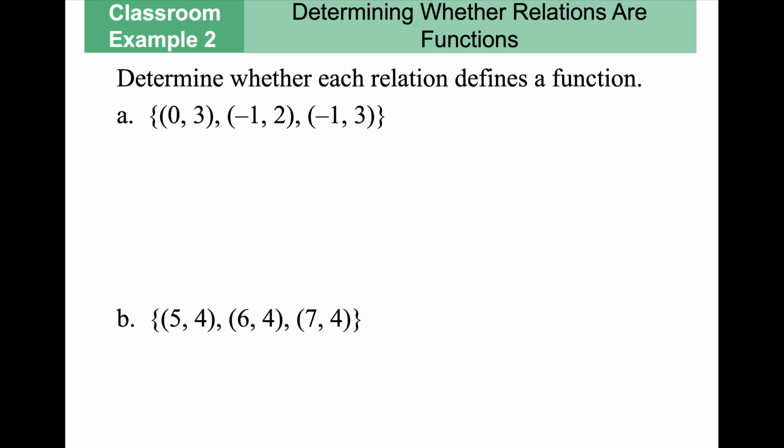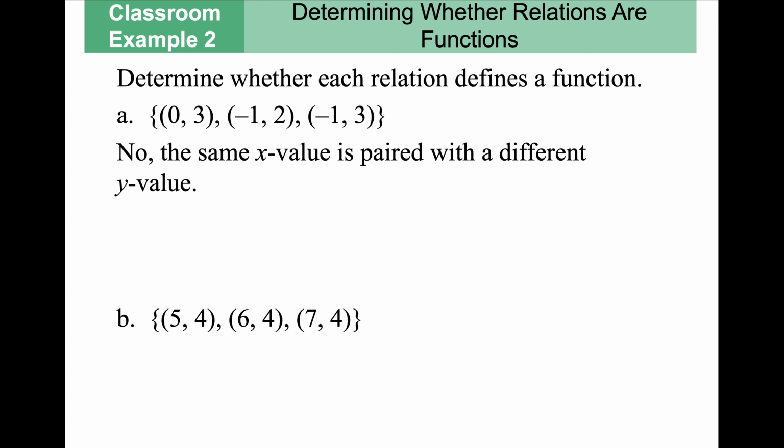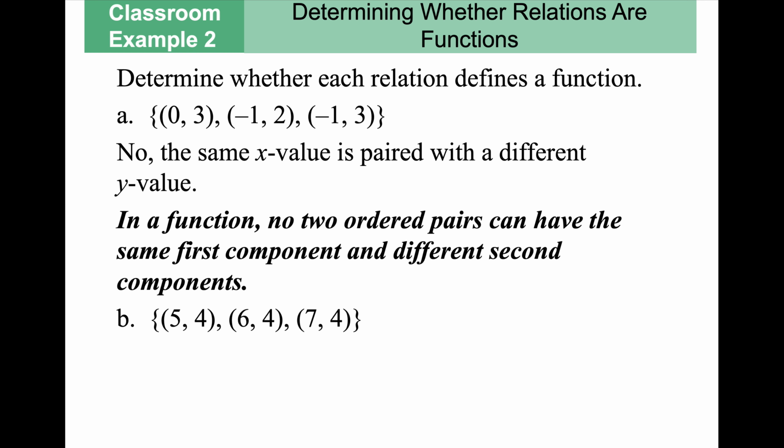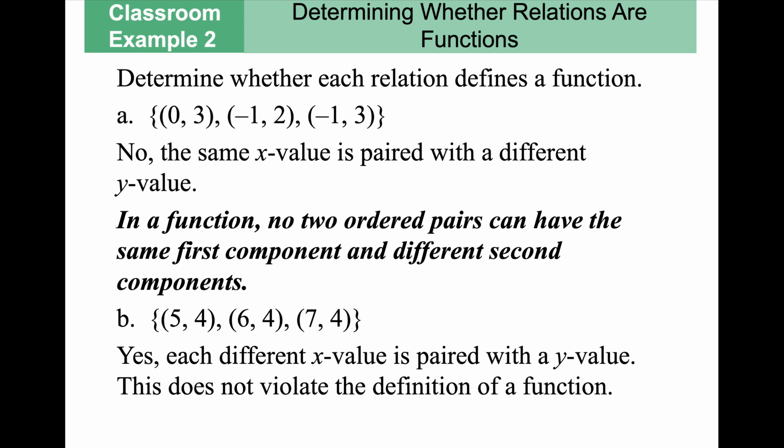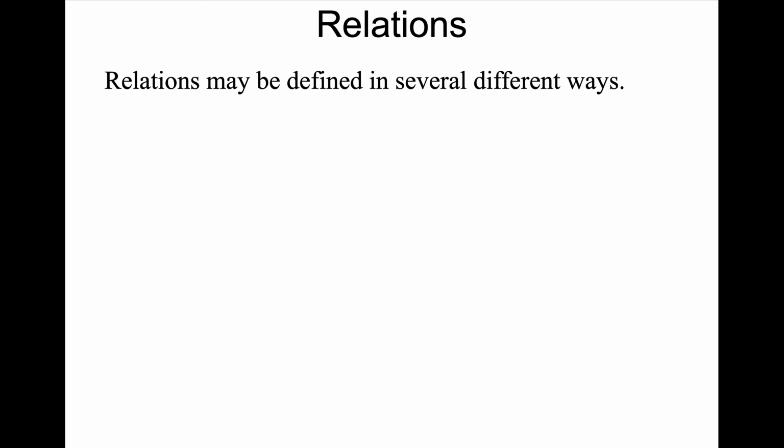What does that look like? Let's look at A. The first values are 0, -1, and -1. So this is no, because the same x value is paired with a different y value, so it's not going to be a function. And in B, I have 5, 6, and 7 for the first values, and there's no repeat of the x values. So yes, this is a function. Basically, we're looking at whether the x value repeats with a different y value.